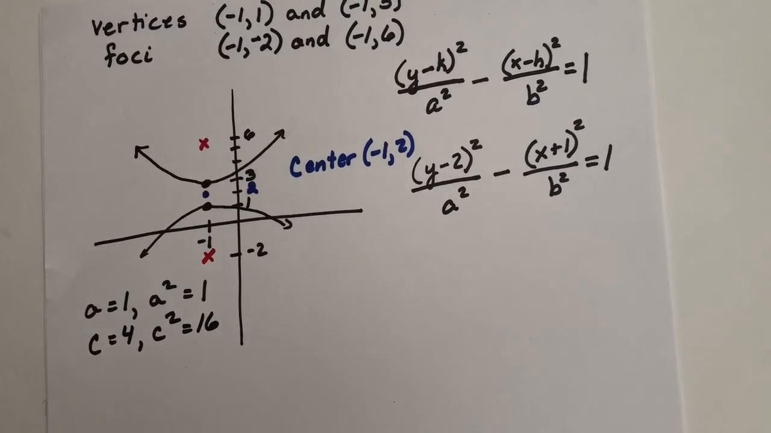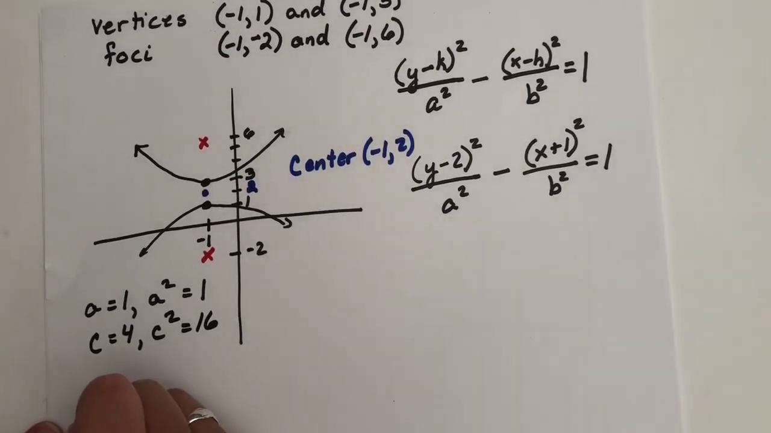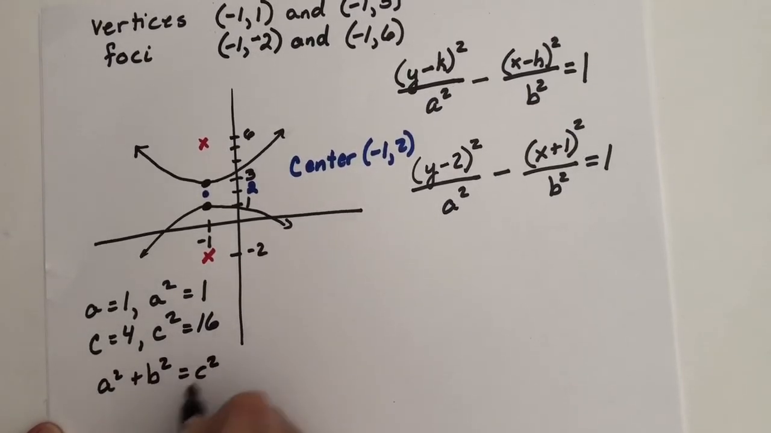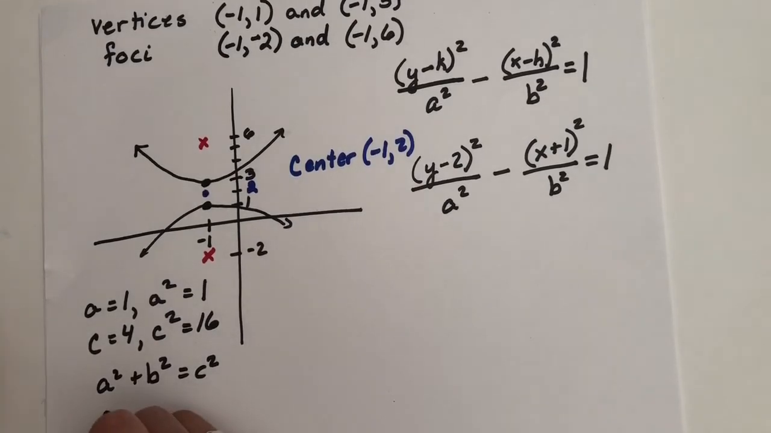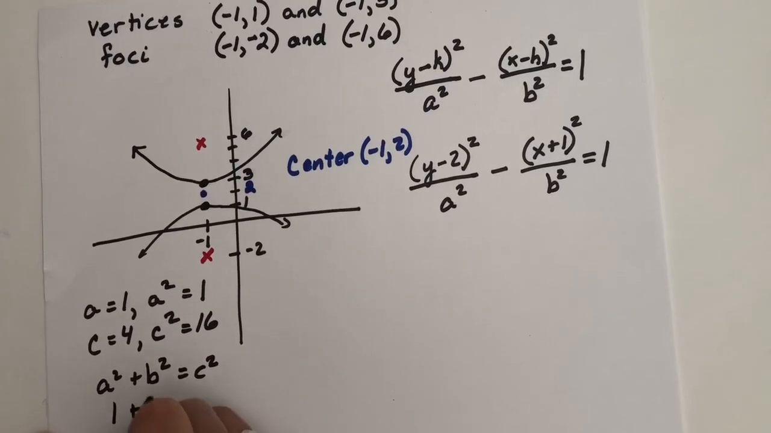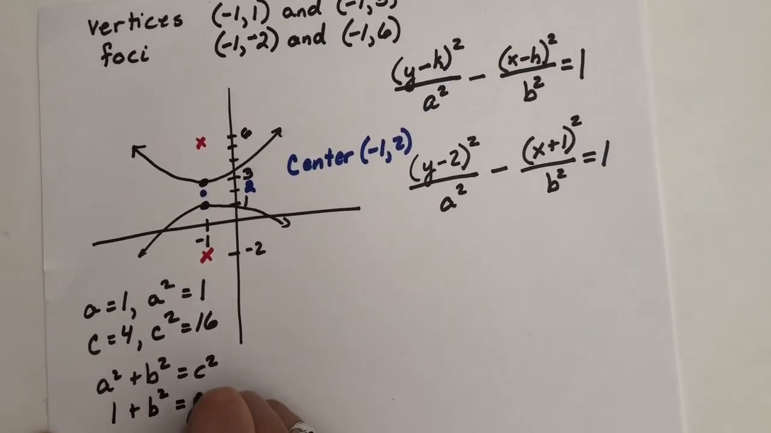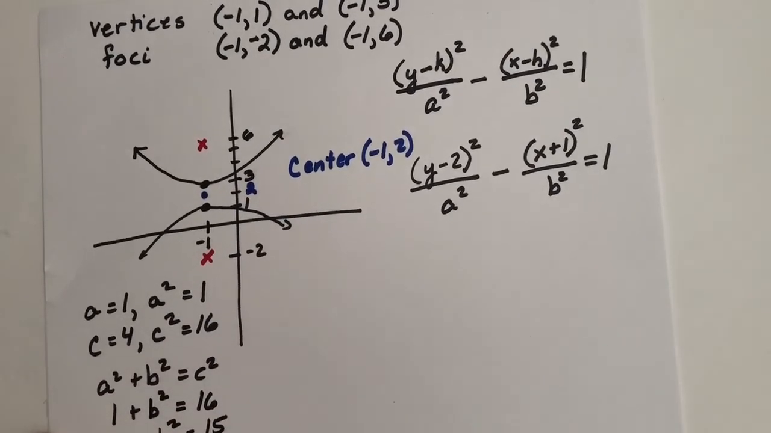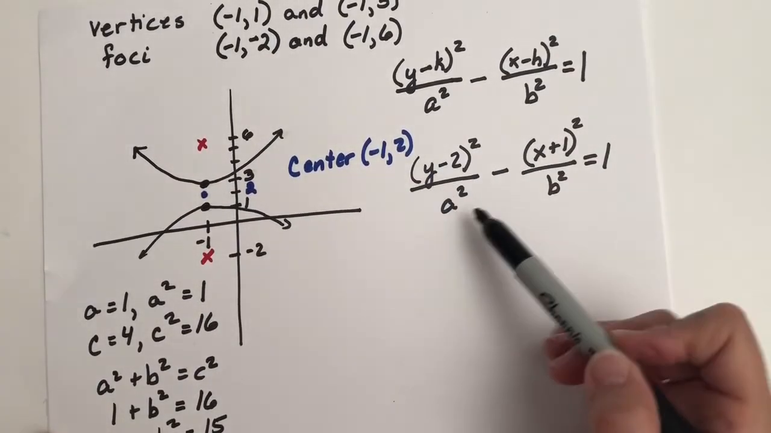We know the relationship between a's, b's, and c's is a squared plus b squared equals c squared. So I have a squared is 1, b squared is what I'm trying to find, and c squared is 16. So my b squared is 15. And now we can put both of these pieces into my equation.